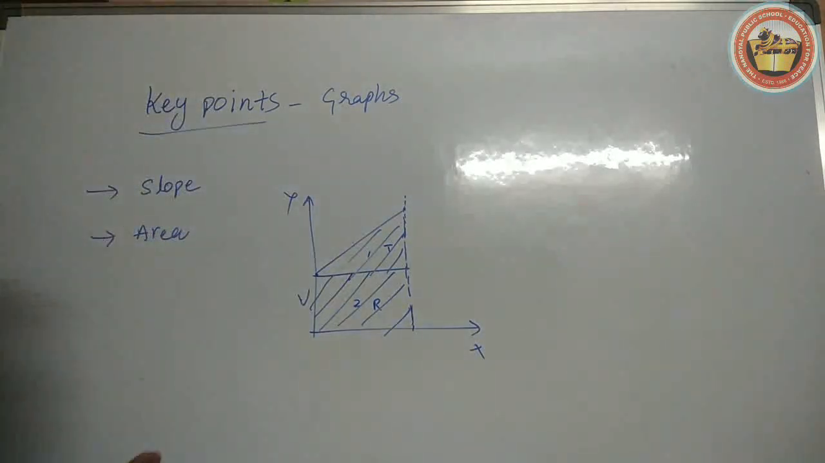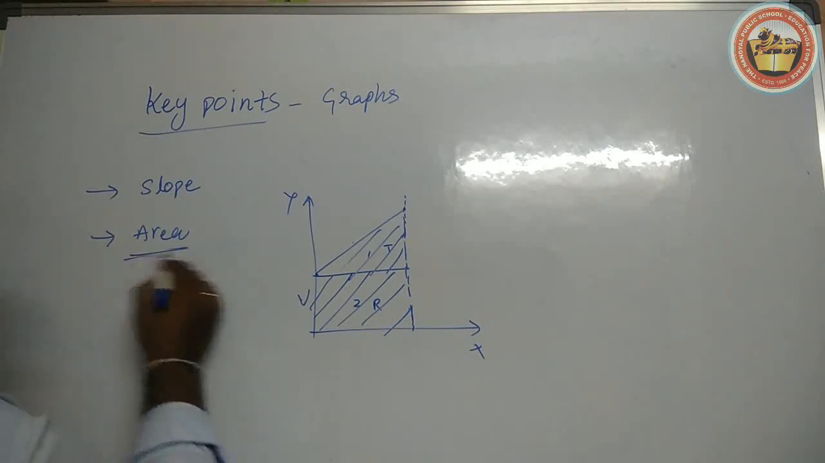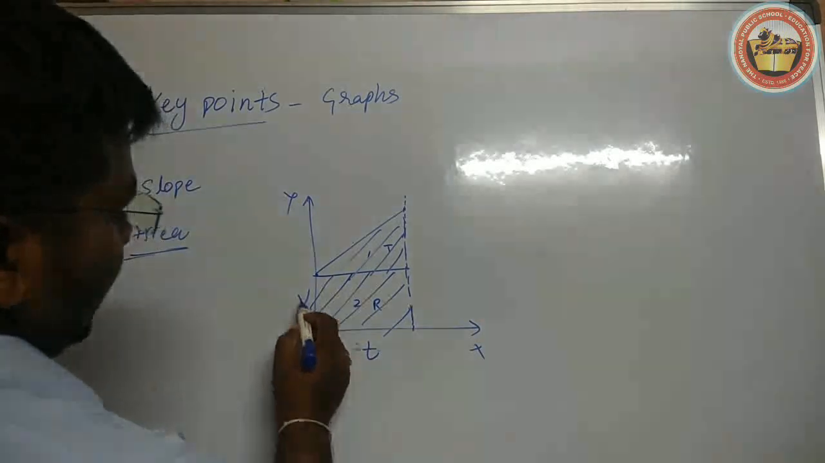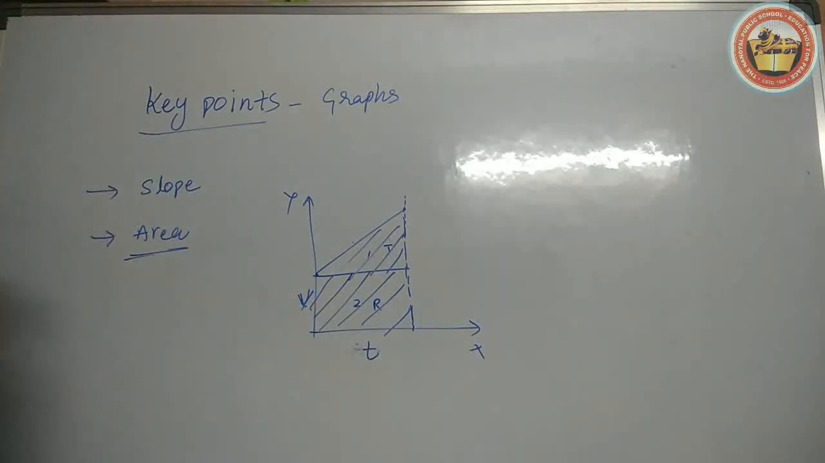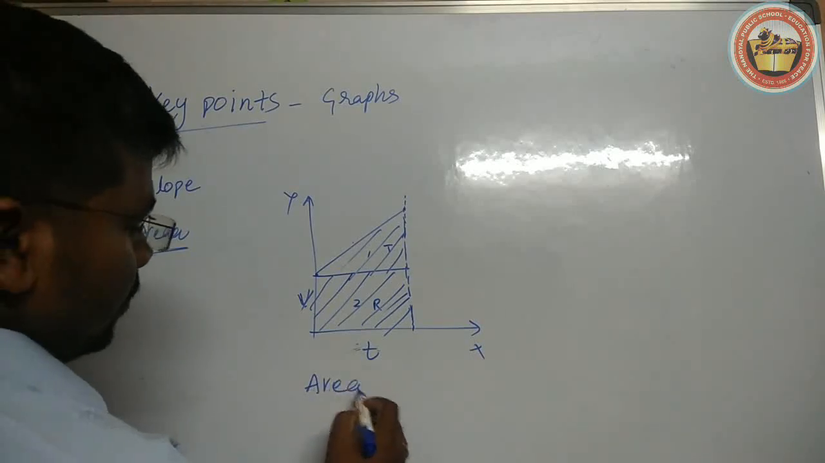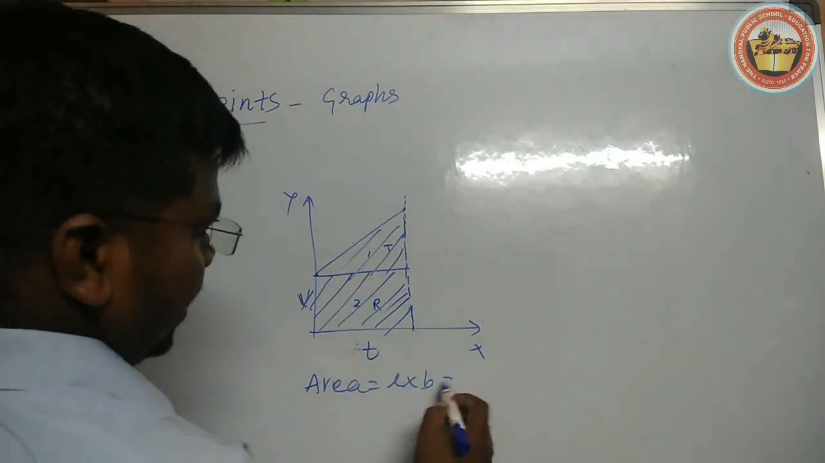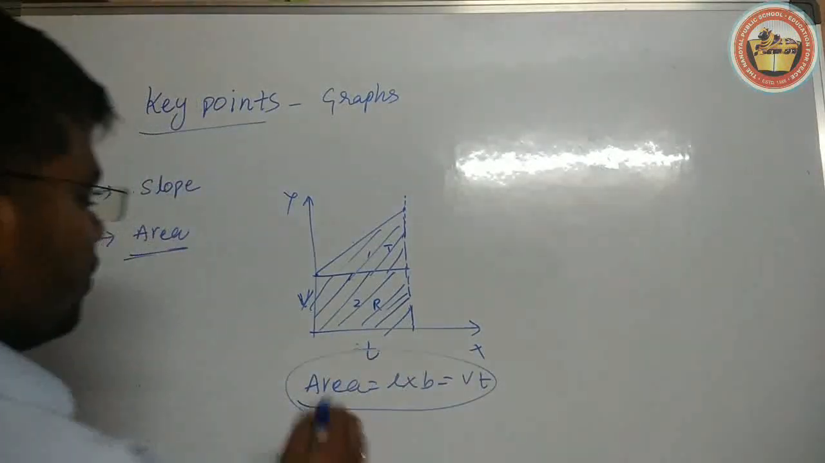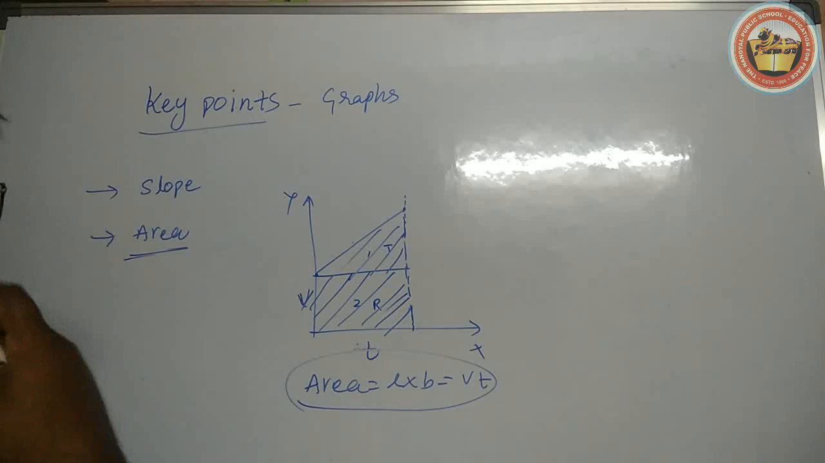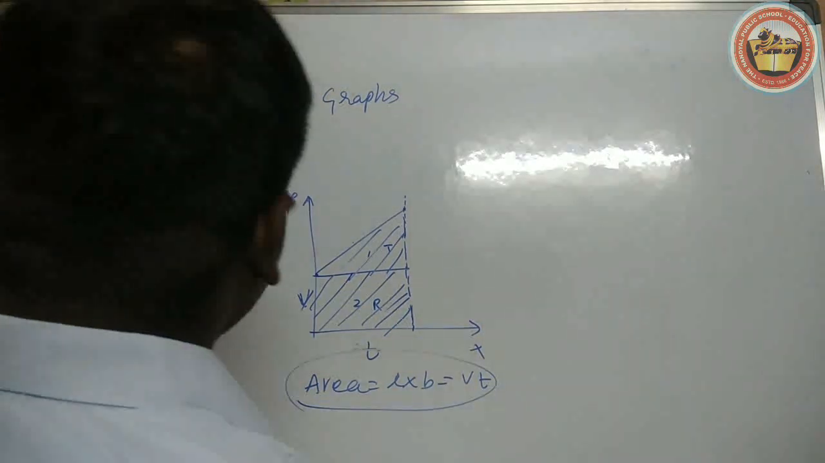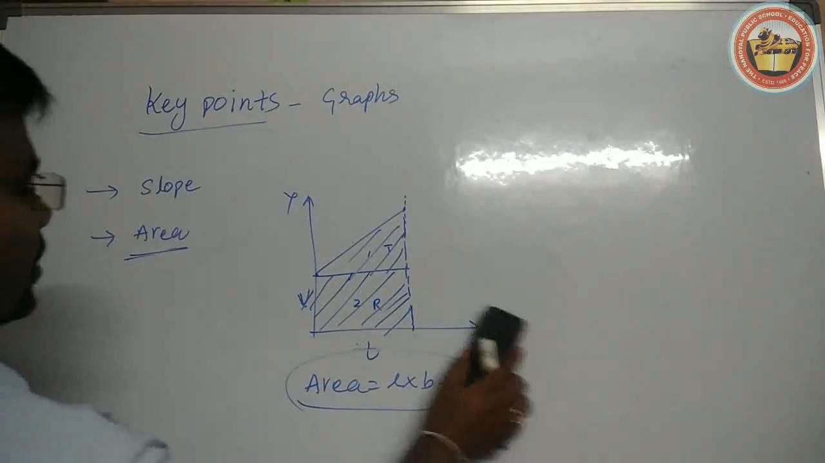Here, how can we find the area? This is time and this is velocity. With the help of area equals length into breadth, that is v into t. In this way we have to find different variables from graphs, which is very important for NEET JEE. Understand? NEET JEE.